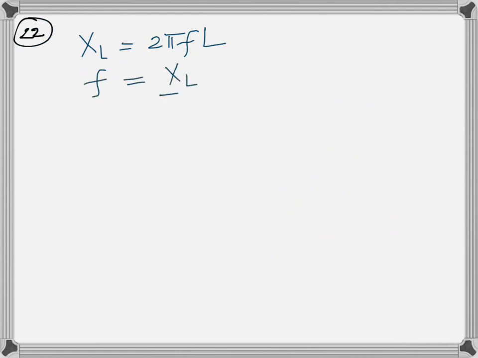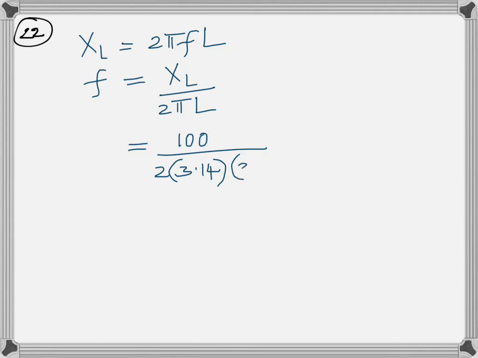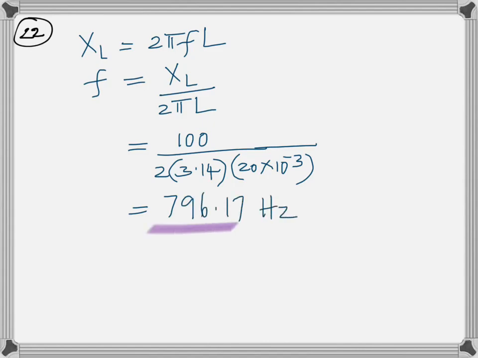This is 22 that you did. XL is 2 pi f L, and you get, when you calculate, what did you get for 22? 796.17.